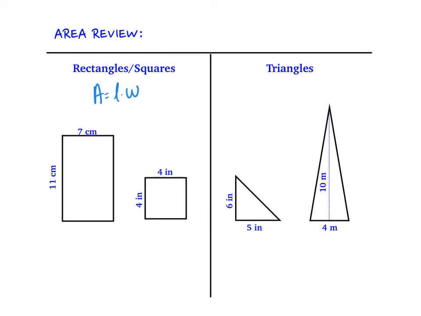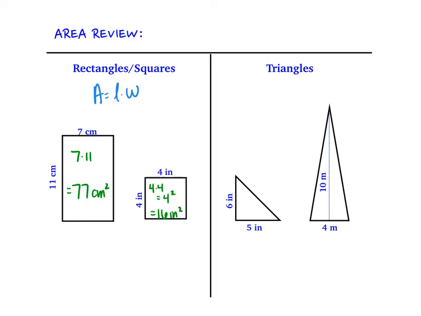So for this first one that's kind of tall, I would be doing 7 times 11 for an area of 77 square centimeters. For a square, they're both the same, so I could either do 4 times 4 or 4 squared. So here I would get 16 inches squared. So rectangles or squares are length times width.